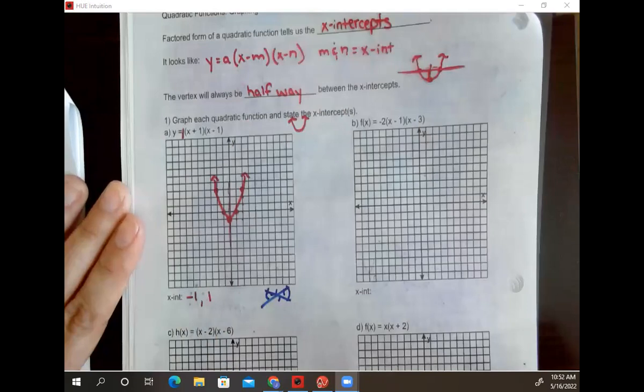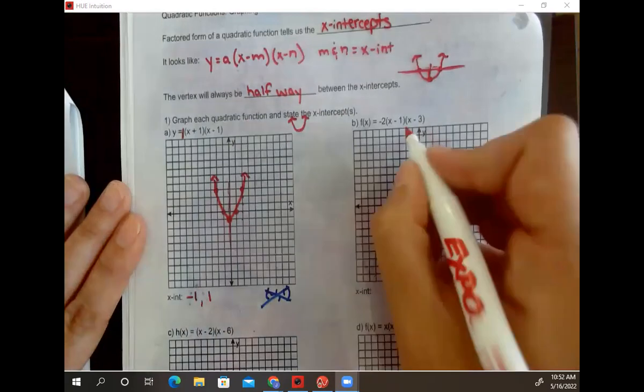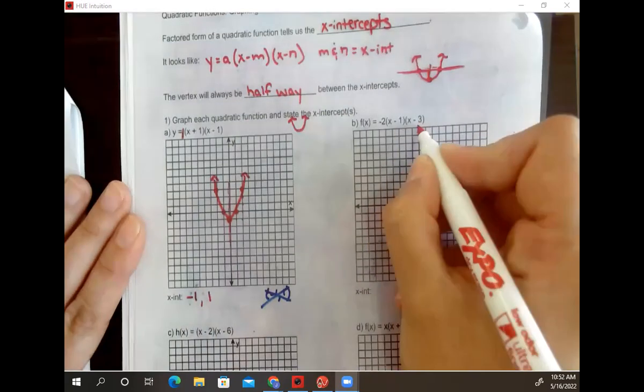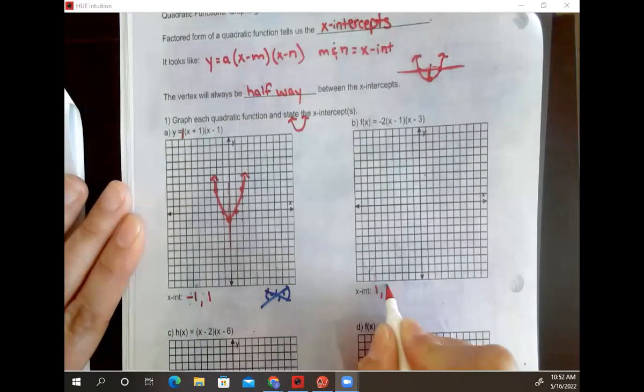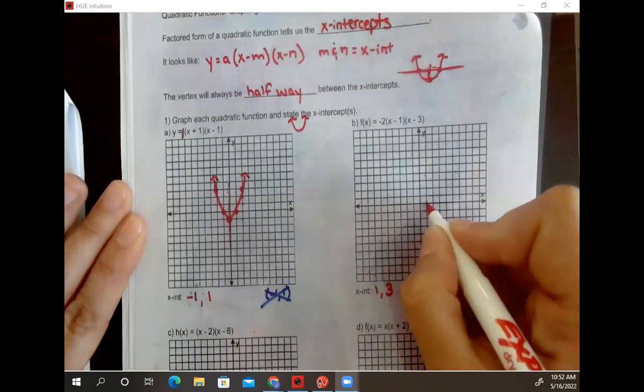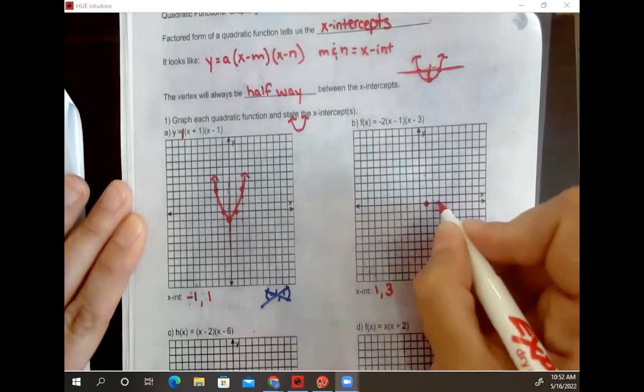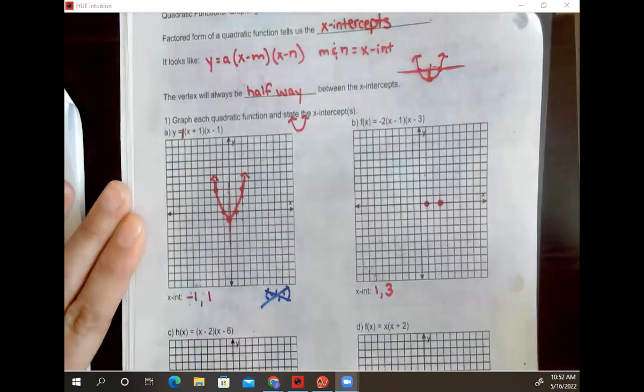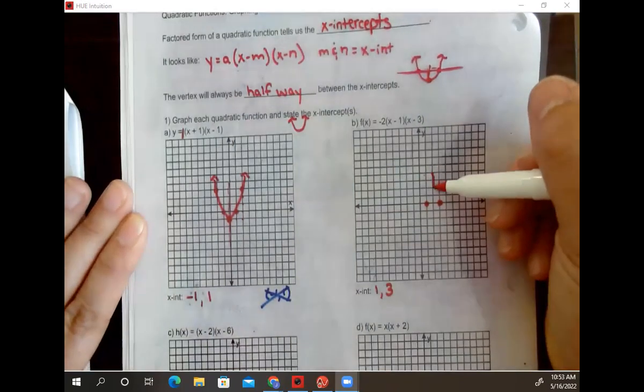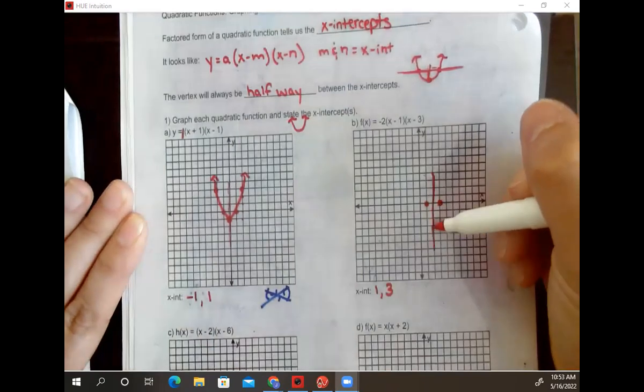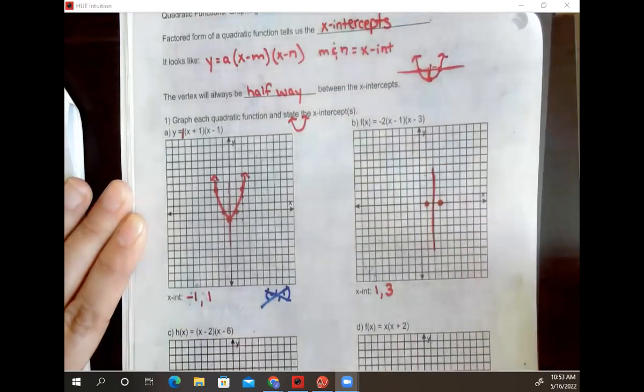For B, I'm going to start again with my x-intercepts. So that would be +1 and +3. And I'm going to go ahead and plot those, +1 and +3. My vertex is going to be halfway between, so it's going to be on this line somewhere on here.